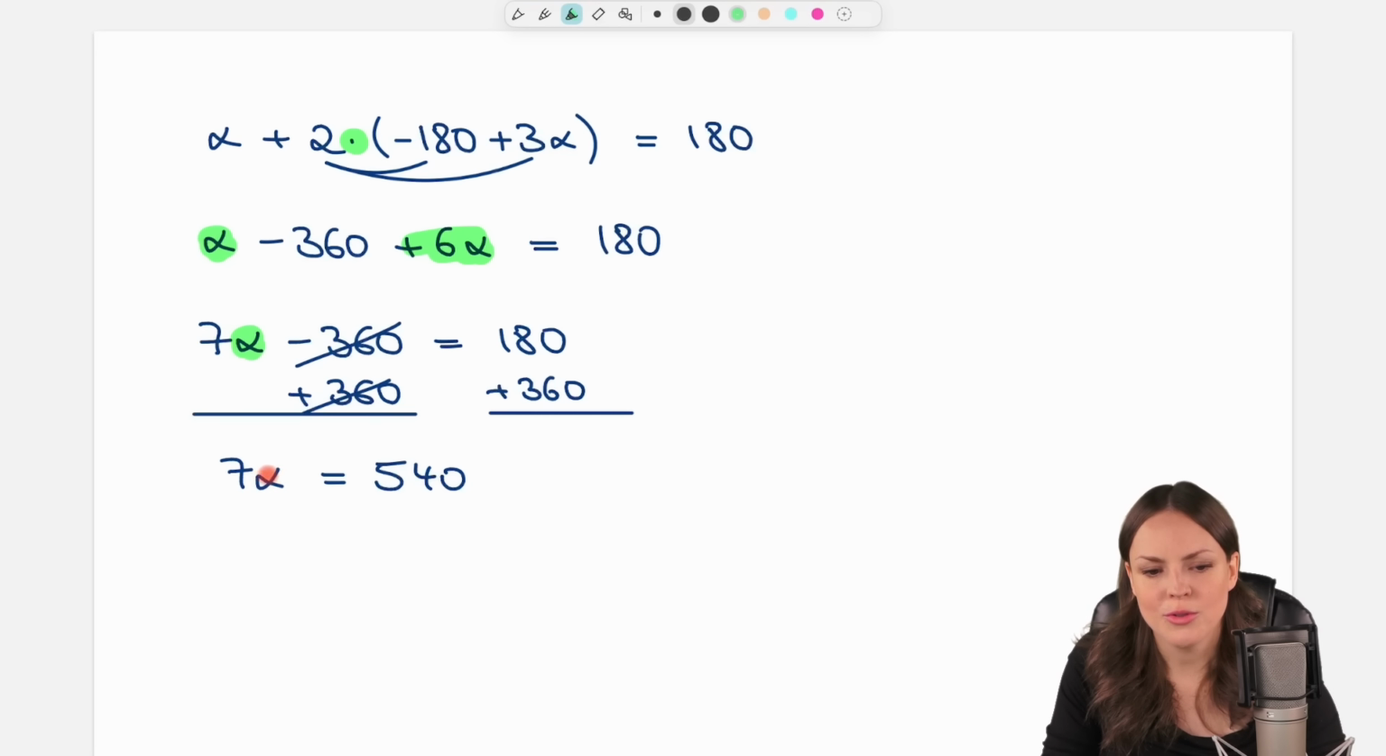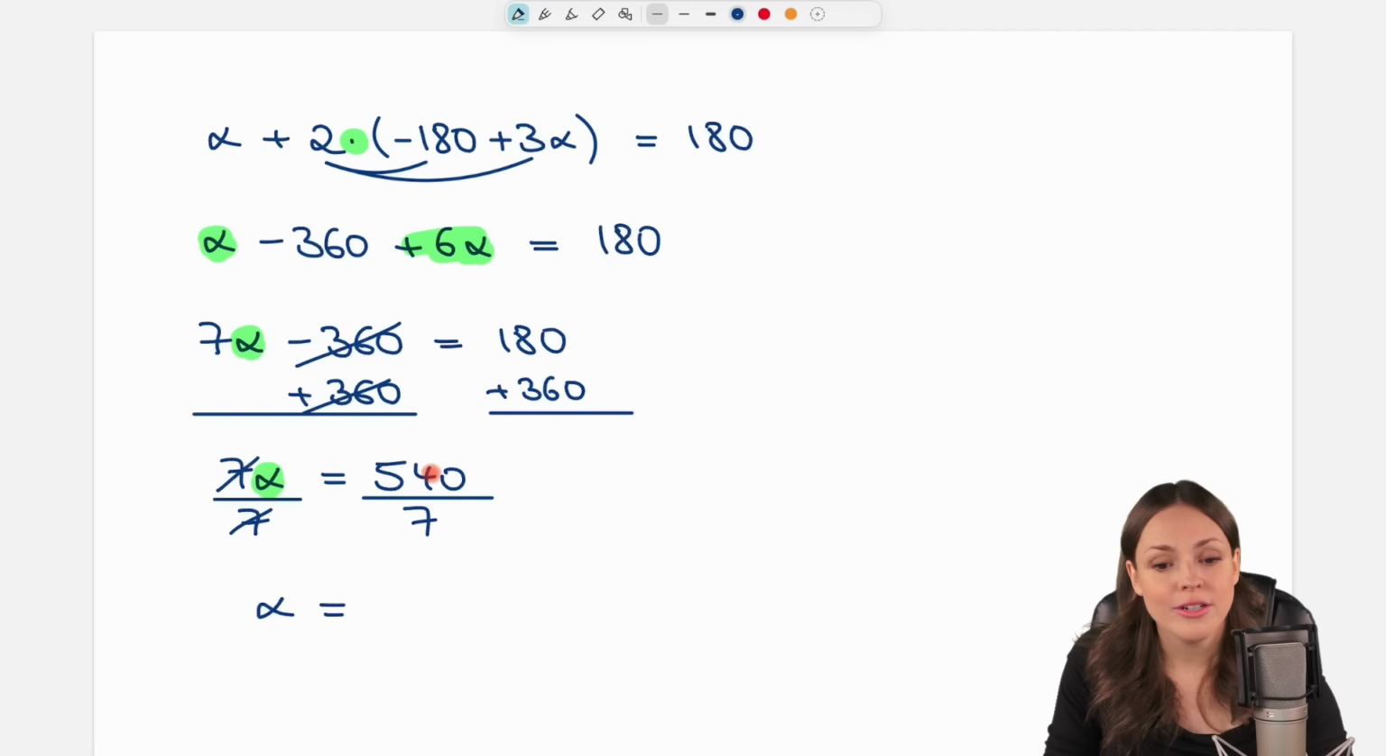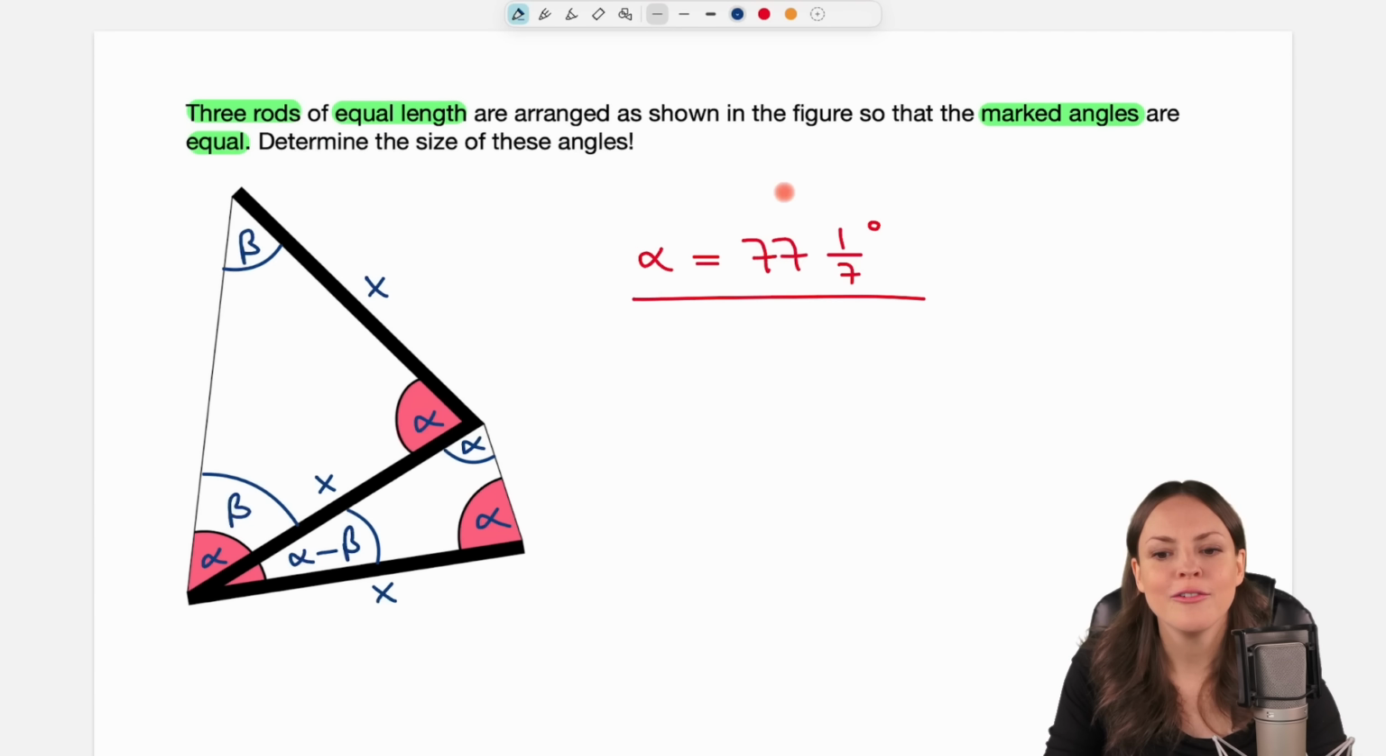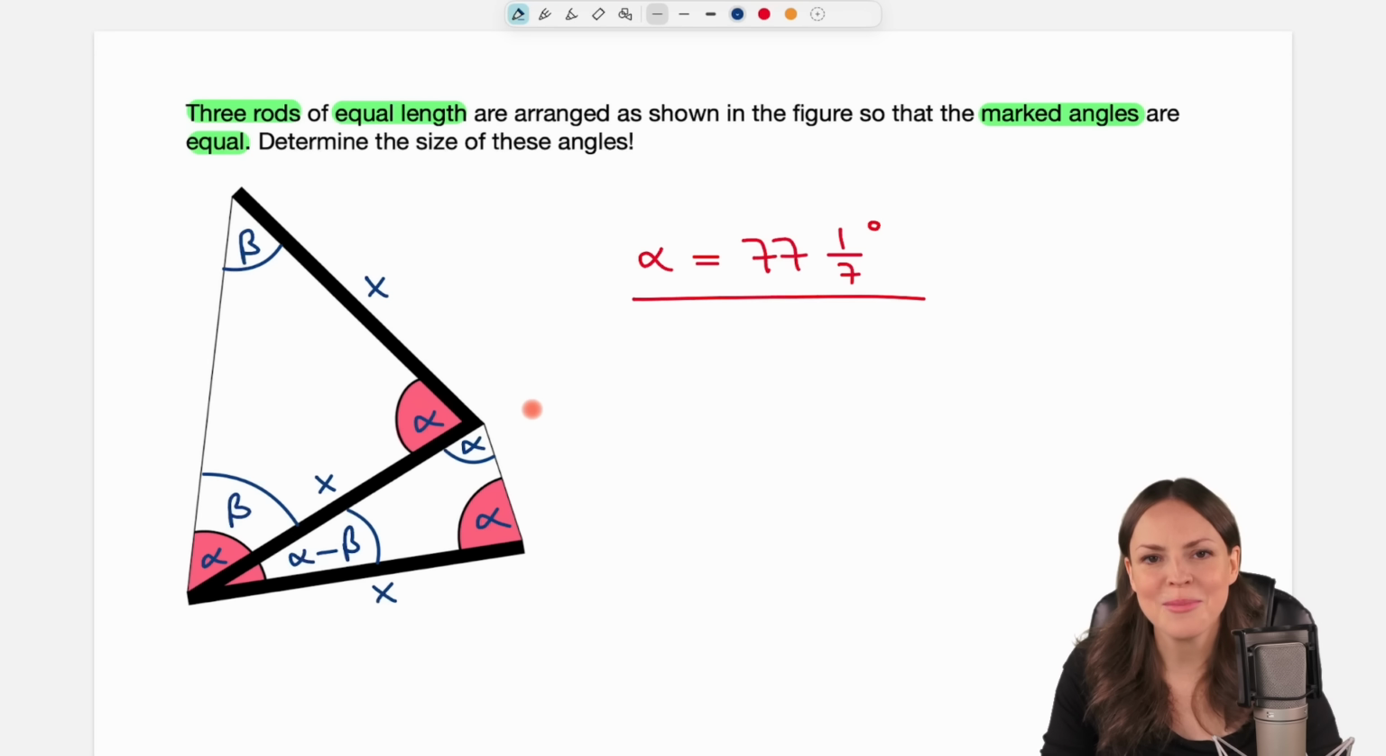To solve for alpha, let's get rid of the 7 by dividing both sides of the equation by 7, so that this cancels out. We have our alpha, which is 540 over 7. Not a really nice fraction. We could leave it like this if we wanted to, or you can write it as a mixed fraction as well, which would be 77 and 1 over 7 degrees then for our alpha. And we've found our angle and solved this problem.